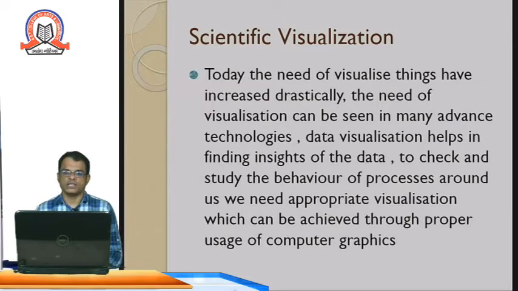Data visualization is very important in current scenarios because based on that you can take many decisions. So, for example, we can consider maps. Here the data is presented visually, and this visual presentation can be used in many different ways. So that is also a part of computer graphics.